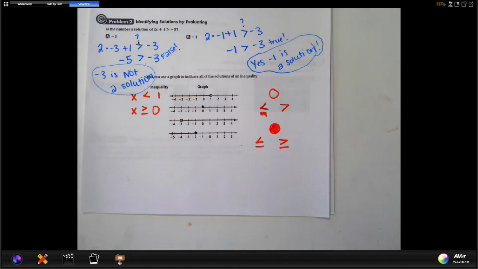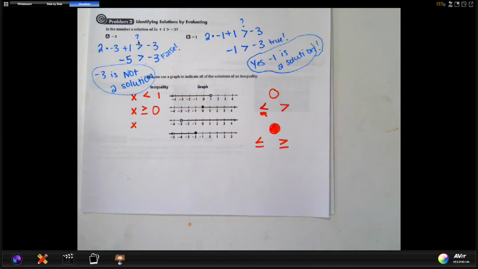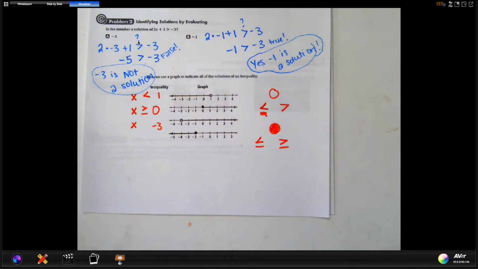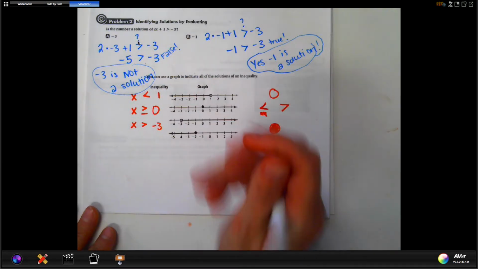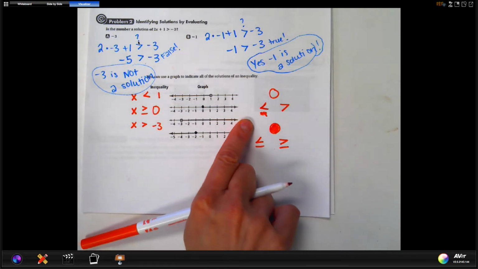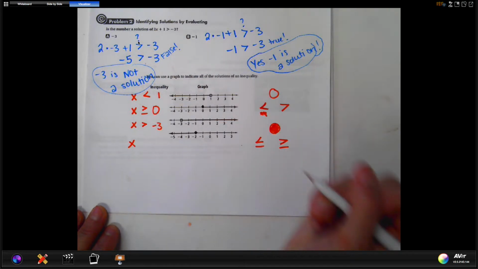All right, again, X. Who knows the number? -3. Okay, good. Open circle, right? So do we choose less than or greater than? Greater than. X is greater than -3, because all these numbers where the arrow is pointing are greater than -3. Last but not least, X, what's our number?